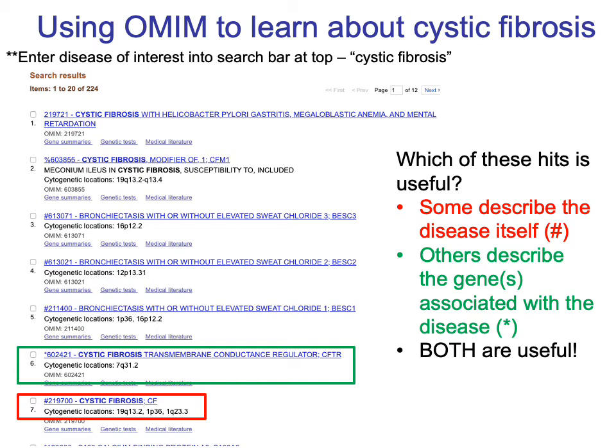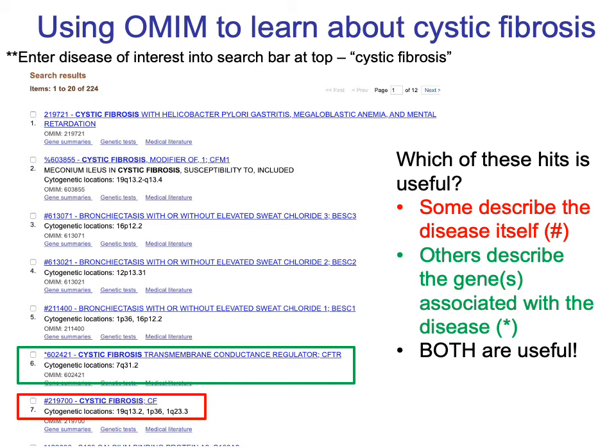I've put a little number sign here. So you can see that next to the number 21970, that is preceded by a number sign. Okay, so that's the disease itself. In addition, when we do that search, we also get the gene that's associated with the disease, and that will be indicated with an asterisk.